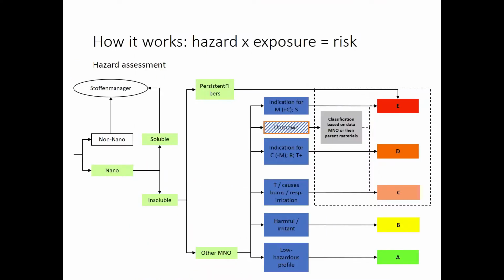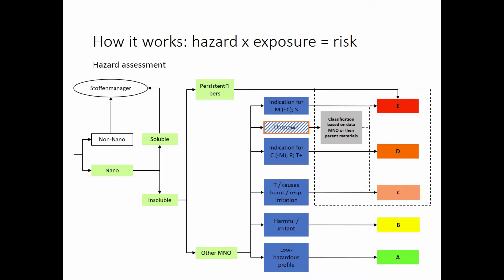Well, how it works, as said, it makes use of the algorithm hazard times exposure gives you the risk. So Stoffenmanager Nano starts with a hazard assessment. If we go from left to right through the schedule, first you'll be asked whether the material is a nanomaterial or a non-nanomaterial. Of course, there are criteria for it, but the Stoffenmanager helps you to decide whether it's a nanomaterial or not. Then the next question is whether it's a soluble or insoluble nanomaterial.